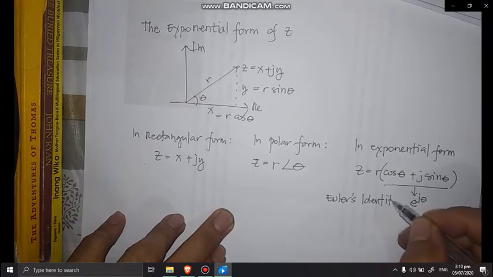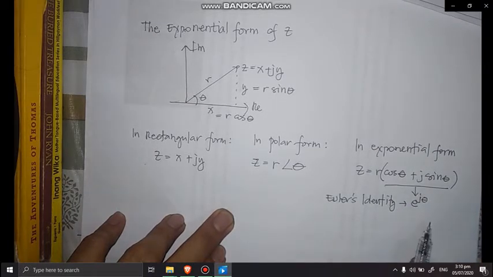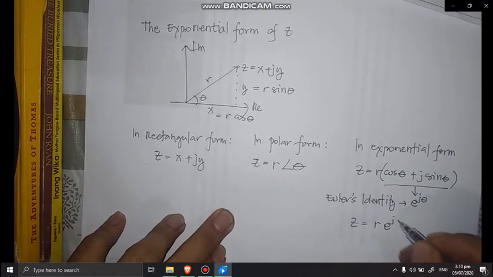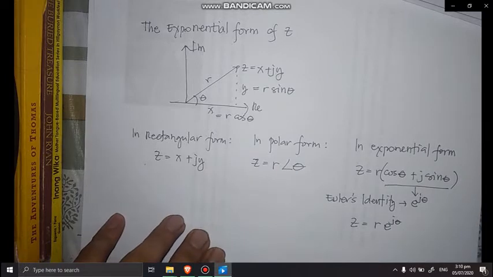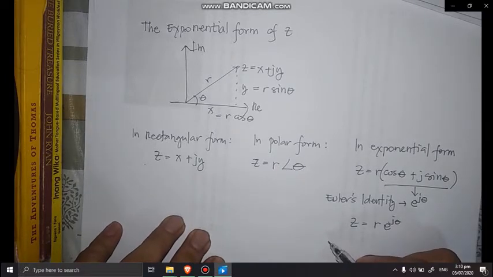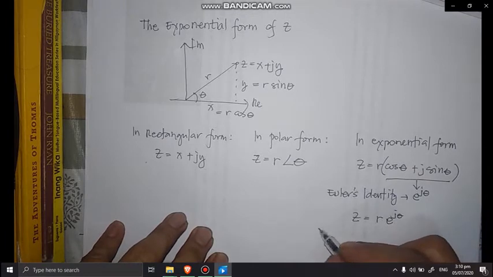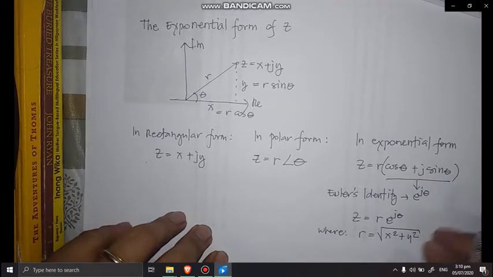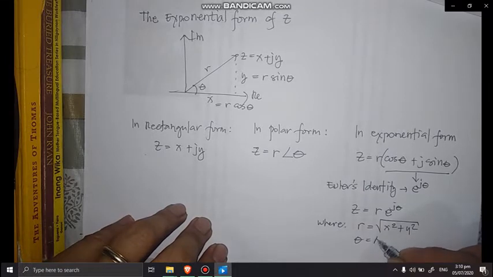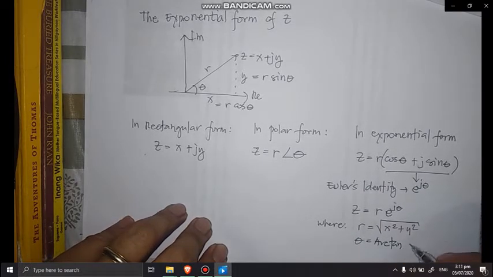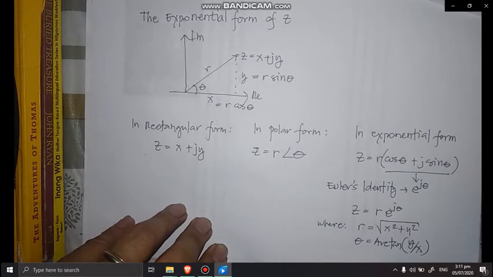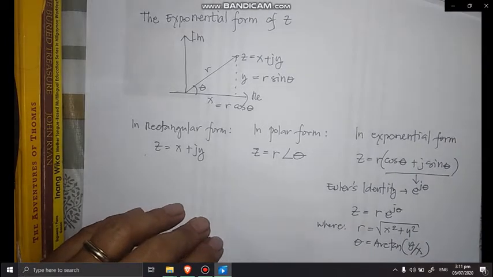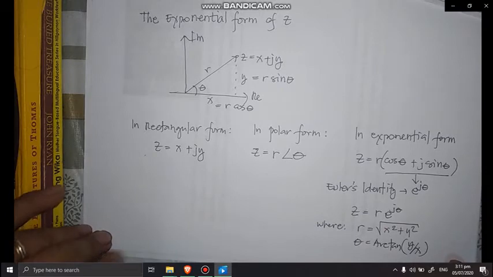So meaning to say, cosine of theta plus j sine of theta can be represented as e raised to j of theta. So now your exponential form is z equals r e raised to j theta, where r is the magnitude, that is the square root of x squared plus y squared, and the angle theta is the arctangent of y over x. Take note, this angle theta in exponential form is in radian form.